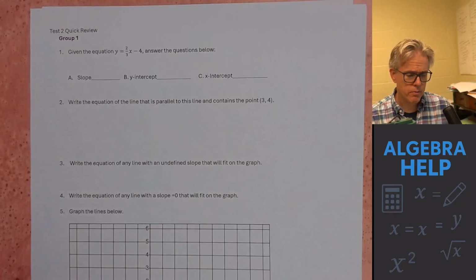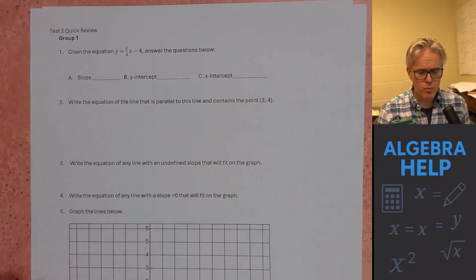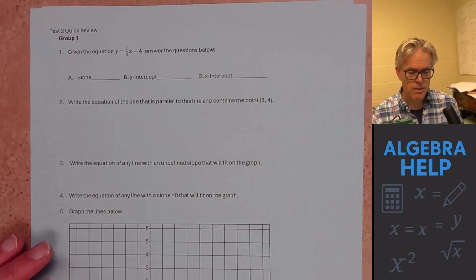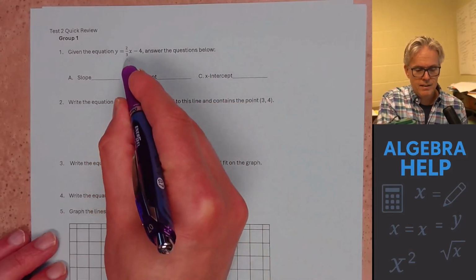I'm going to go ahead and go through this quick review for each of the 7 groups. So here's the first one. Given the equation y equals 2/3 x minus 4, answer the following questions. Let's find the slope. So when it's set up this way, slope is really easy. It's this number right here.